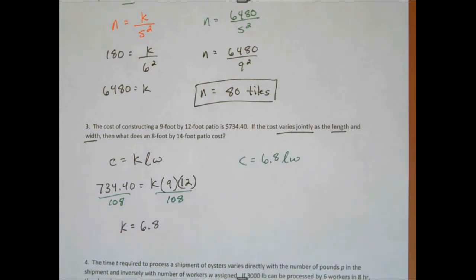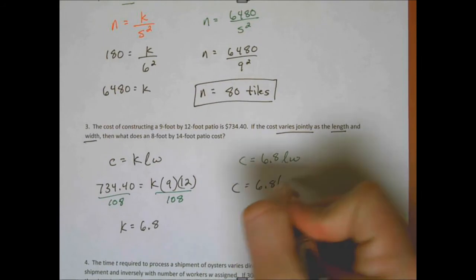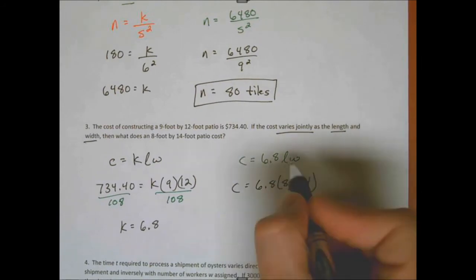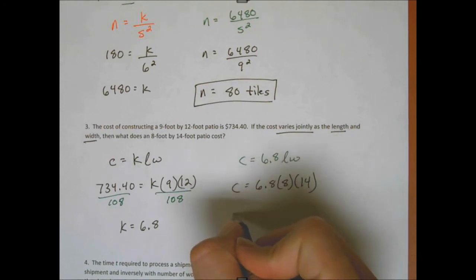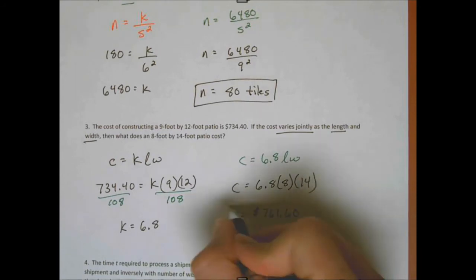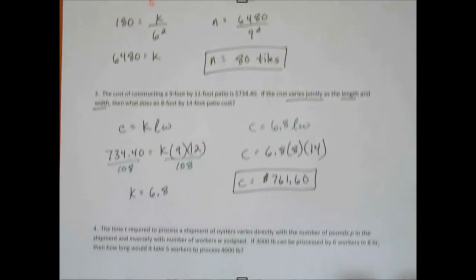You look back at the problem and ask, what's the problem asking for? It says, what does an 8 foot by 14 foot patio cost? So it's asking for cost, and we know our length is 8 and our width is 14. We plug those into the formula we've written, and the cost is $761.60. You can use your calculator to grab that value.